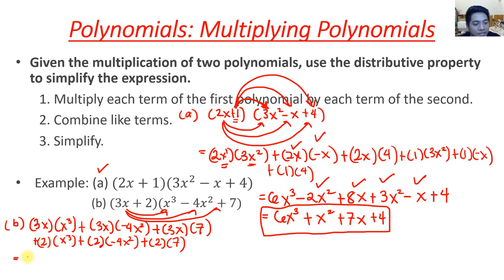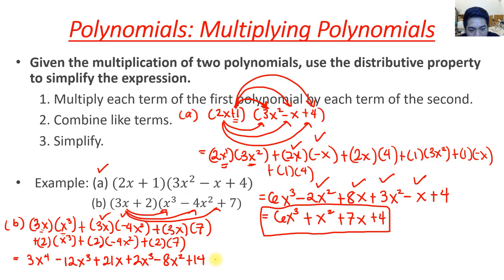You have 3x times x cubed. That would be 3x raised to 4. Remember, we are multiplying x to x cubed, so the exponents will add. And then 3x times negative 4x squared, that is negative 12x cubed. 3x times 7, that would be positive 21x. 2 times x cubed, that would be 2x cubed. 2 times negative 4x squared, that would be negative 8x squared. Then 2 times 7, that would be 14.